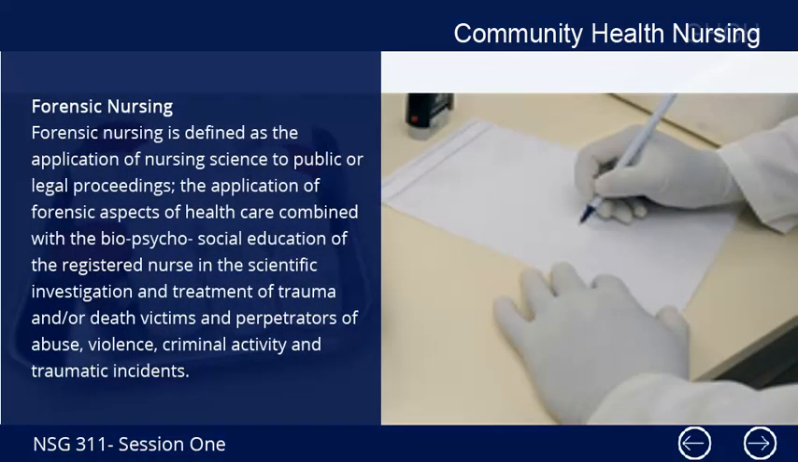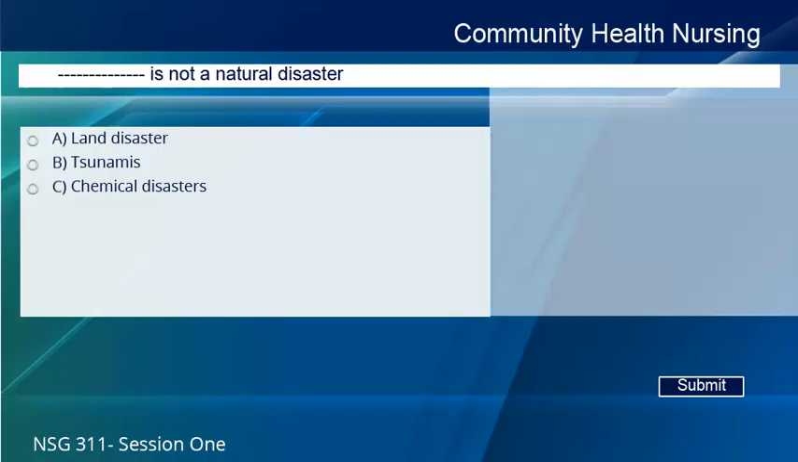Forensic nursing. Forensic nursing is defined as the application of nursing science to public or legal proceedings. The application of forensic aspects of healthcare combined with the biopsychosocial education of the registered nurse in the scientific investigation and treatment of trauma and/or death victims and perpetrators of abuse, violence, criminal activity, and traumatic incidents.